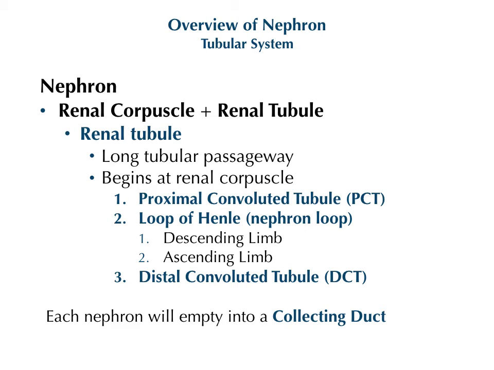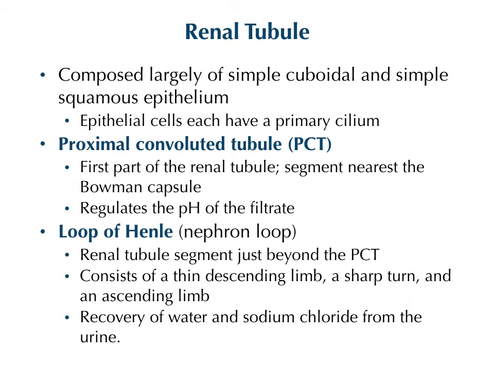And the proximal convoluted tubule will then join up with the loop of Henle. The loop of Henle has a descending limb, and then it makes a U-turn and has an ascending limb. And the ascending limb will then join up with the distal convoluted tubule, which will then empty into a collecting duct. So let's look at all these component parts of our renal tubule.